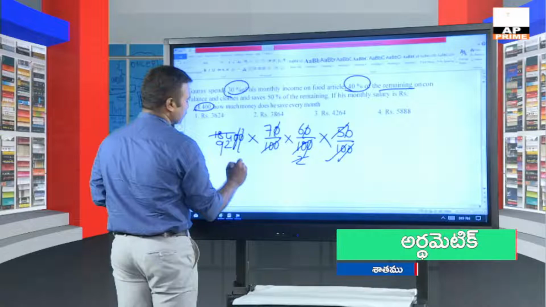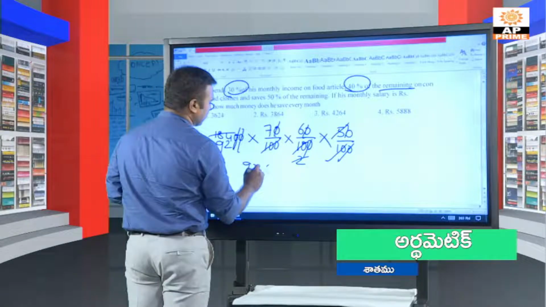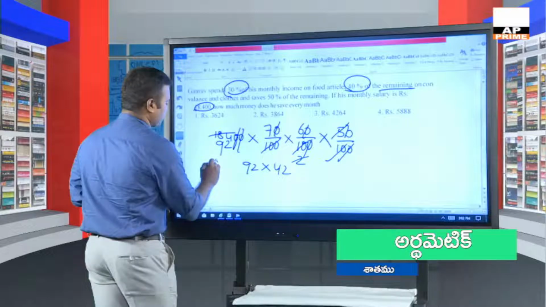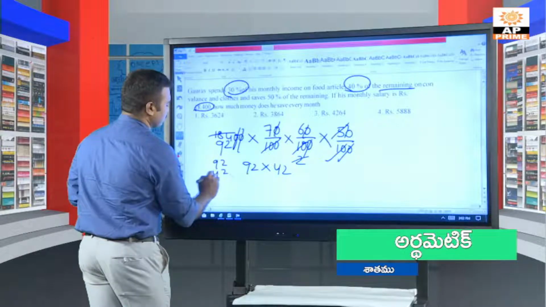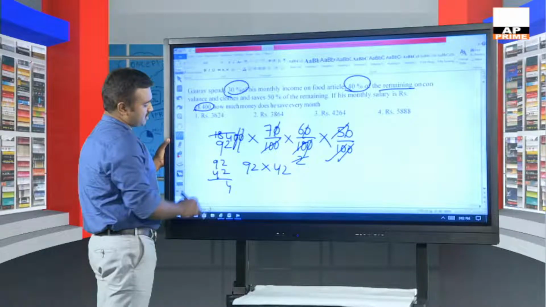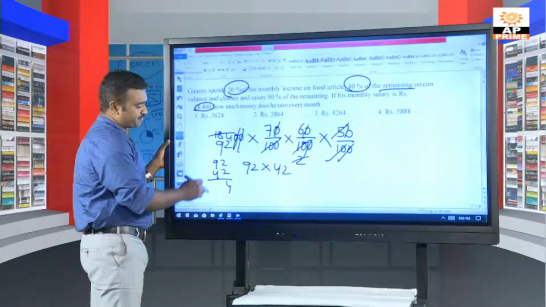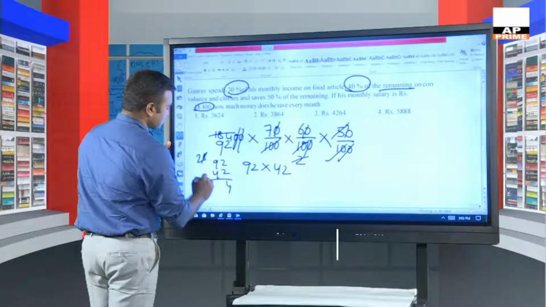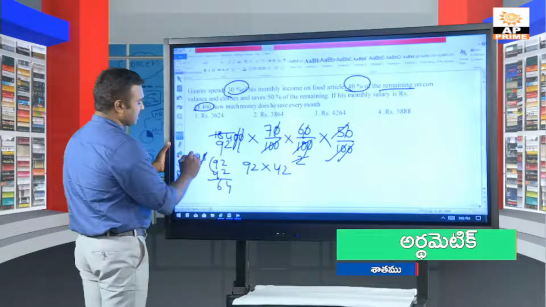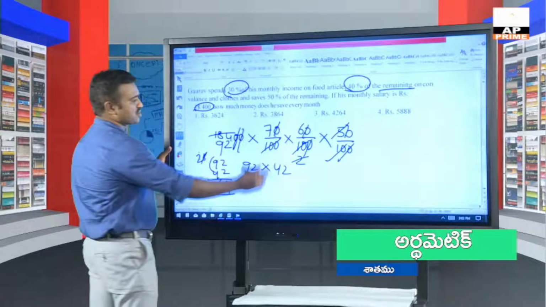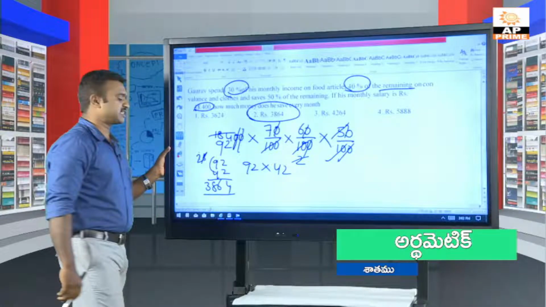అంటే 92 into 7 6s are 42. 92 into 42 అంటే 2 2s 4, 9 2s 18, 4 2s are 8, 18 plus 8 26. 4 9s are 36, 37, 38 అంటే 3864 అనేది వాడు save చేస్తున్నాడు. So ఇదిగోండి second option 3864 అనేది వాడు save చేస్తున్నాడు.